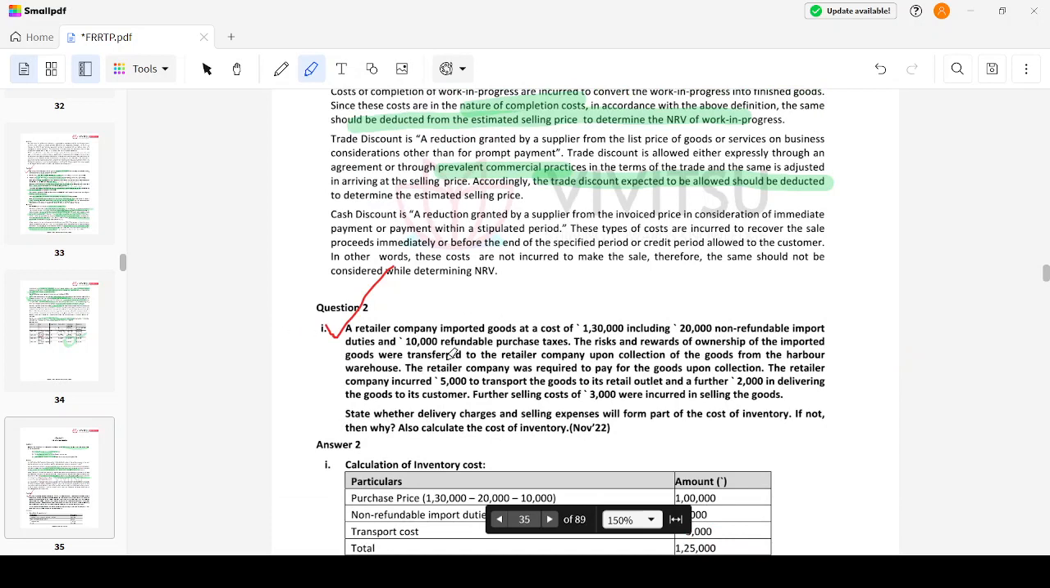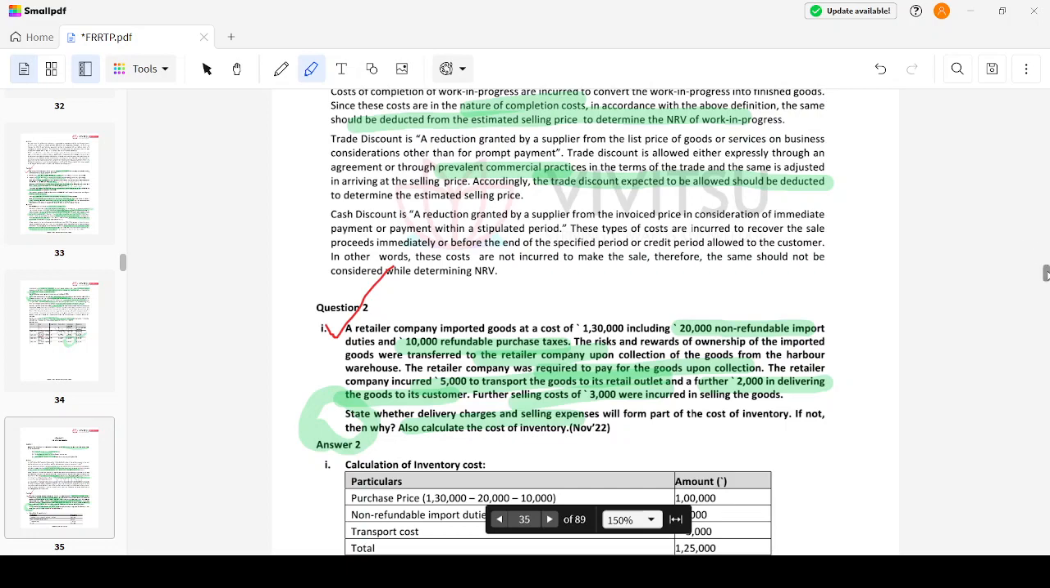So, next question. A retailer company imported goods at a cost of 1,30,000 including 20,000 non-refundable import duties and 10,000 refundable purchase taxes. The risks and rewards of ownership of the imported goods were transferred to the retailer company upon collection of the goods from the harbor warehouse. The retailer company was required to pay for the goods upon collection. The retailer company incurred 5,000 transporting the goods to the retail outlet and a further 2,000 in delivering the goods to the customer. Selling costs of 3,000 were incurred in selling the goods. Say whether the delivery charges and selling expenses will also form part of the inventory. If not, why? Also calculate the cost of inventory.